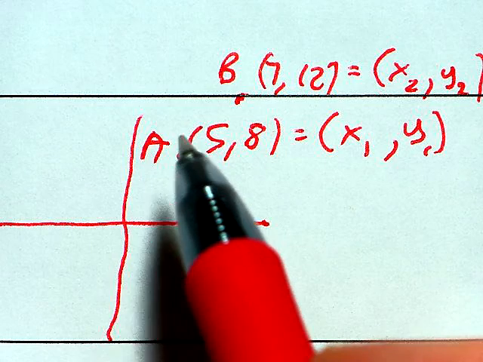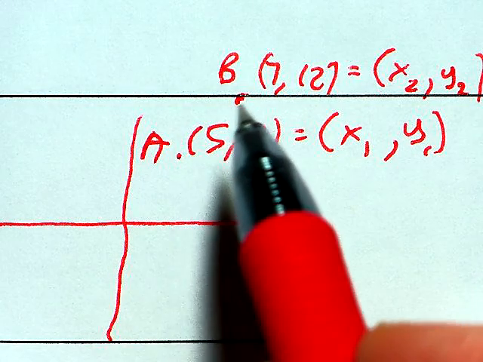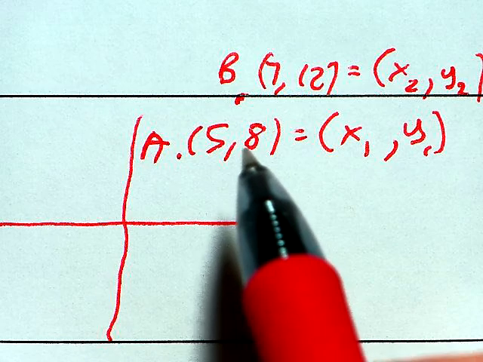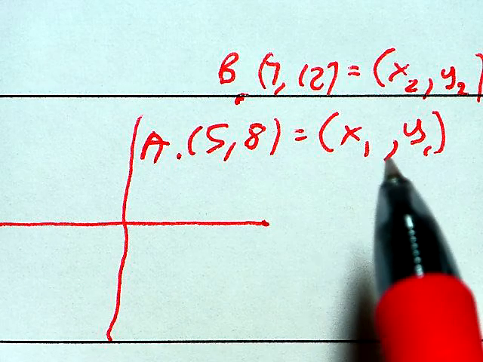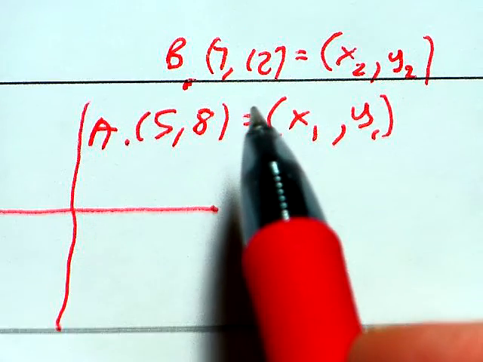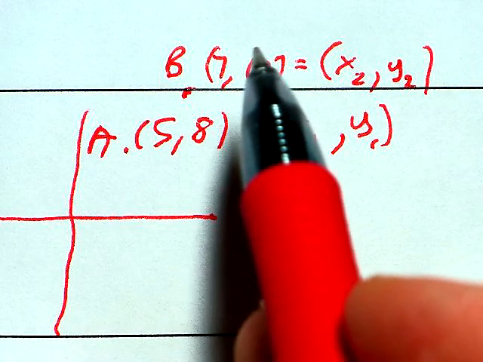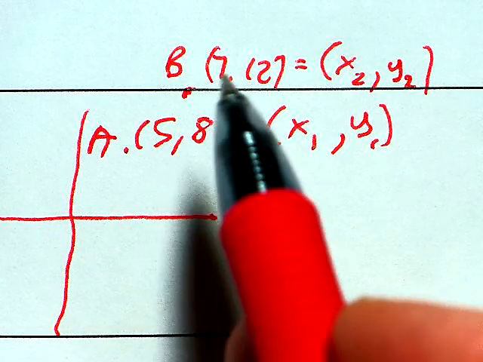Similarly, for A, it's the first point, where that's kind of arbitrary, but we're calling it the first point. The y value of the first point is 8. So that's why we're going to have y1 equal to 8. And for B, the y value of B, which is the y value of the second point, is equal to y sub 2. So y sub 2 is 12.